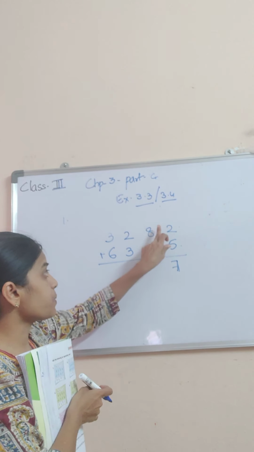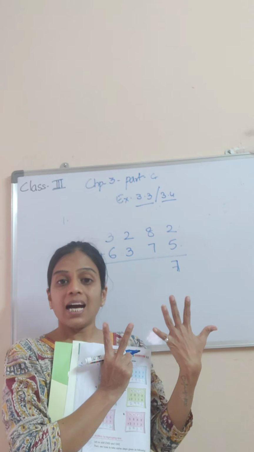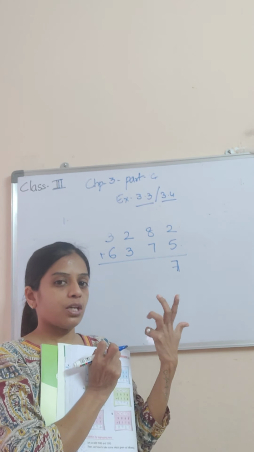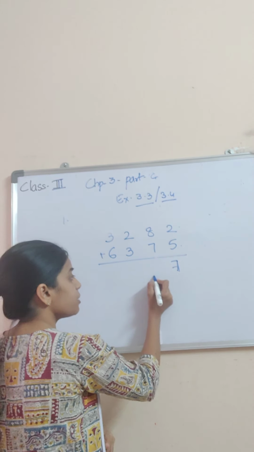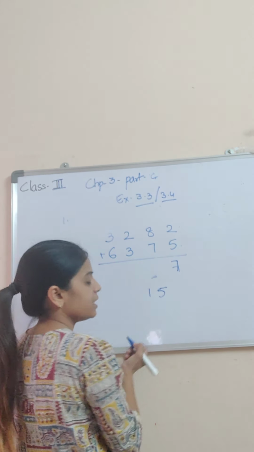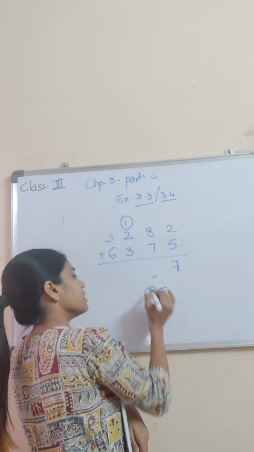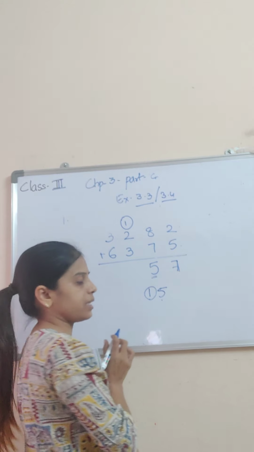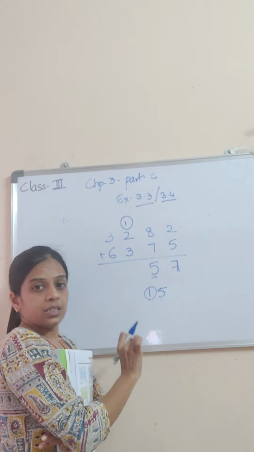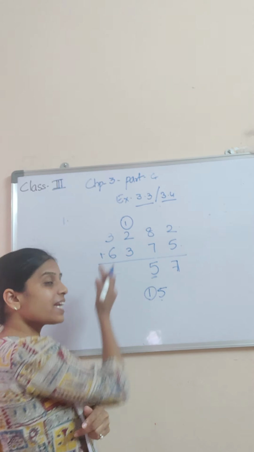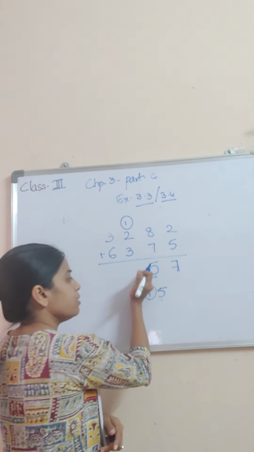Now, coming to tens place, 8 and 7. 8 in your mind, 7 on your fingers. After 8, 9, 10, 11, 12, 13, 14, 15. Now see children, in the tens place we got the answer 15. That means this 1 we will carry to the hundreds place and this 5 we write here. Got it? Whenever we get a 2 digit number, we carry to the next place, in the carry box. 1 and 5, 15. Okay?